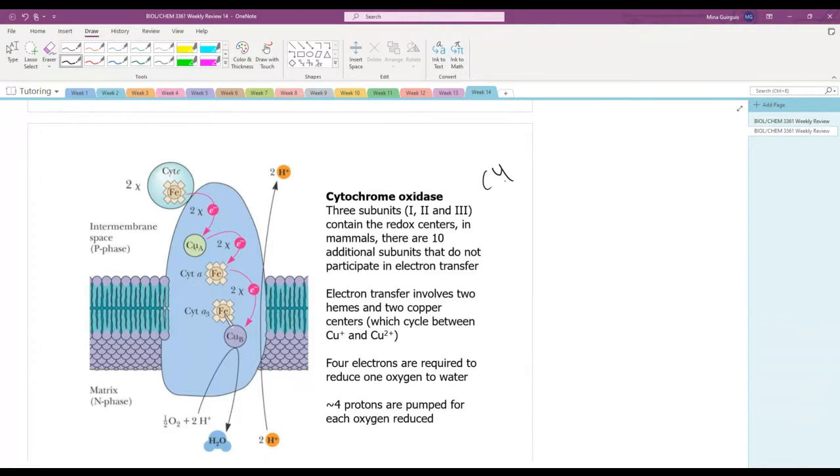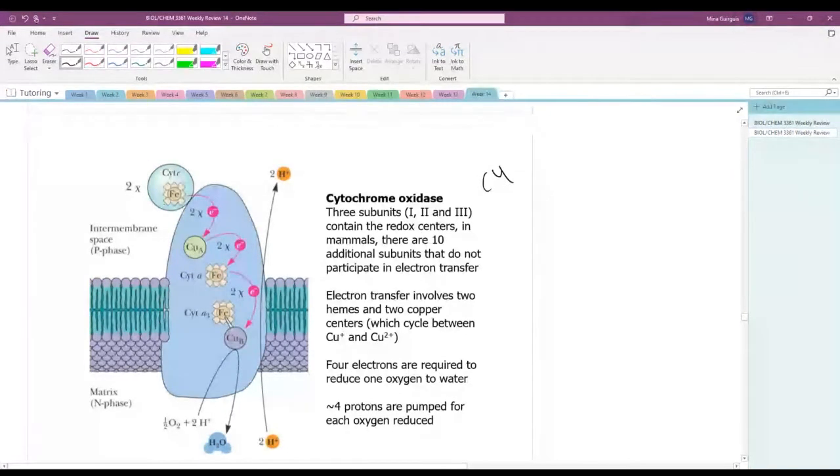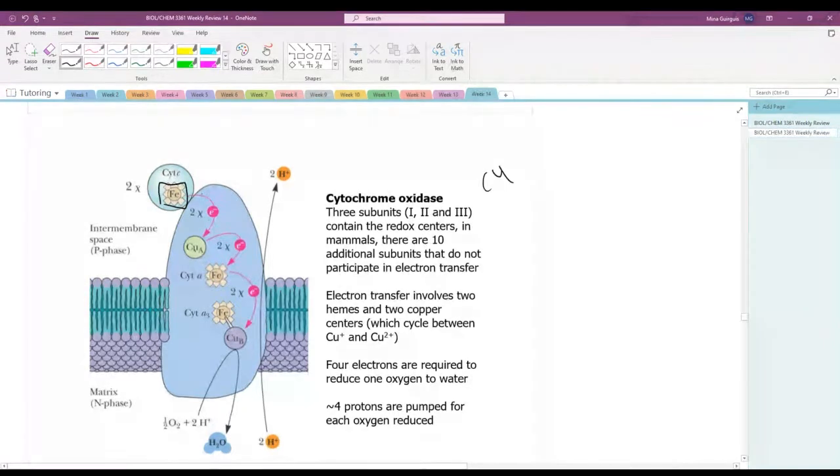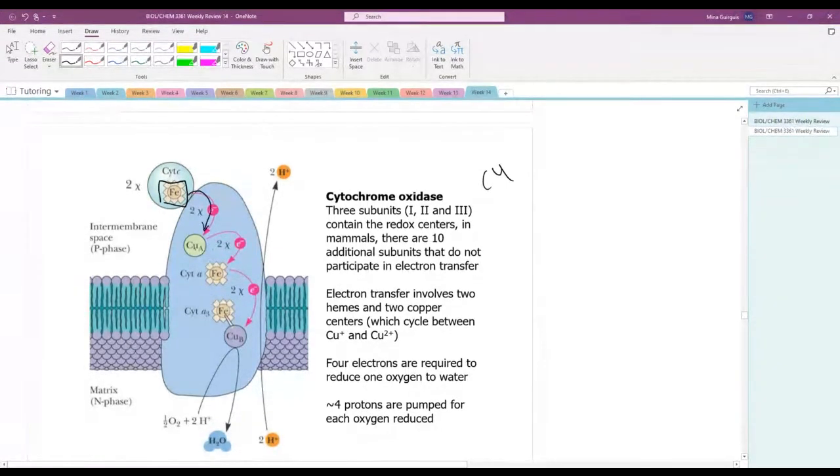Okay, so there are 2 things I'm going to mention here. The first is I'm just going to go through this process real quick. So cytochrome C has an iron that's picking up and donating the electron. Okay, so first cytochrome C is going to dump its electron.